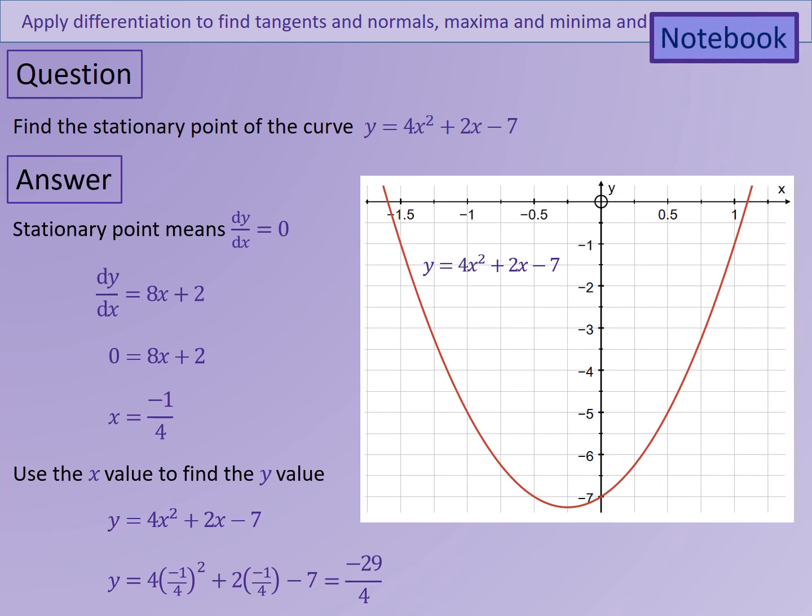But just to demonstrate that using the curve, you can see visually what this quadratic looks like. And you can see that down here at the bottom is my vertex, my stationary point, my turning point, whatever you want to call it. In all cases, dy by dx is equal to 0. And I can see that the coordinate of that stationary point is indeed minus 1/4, minus 29/4.